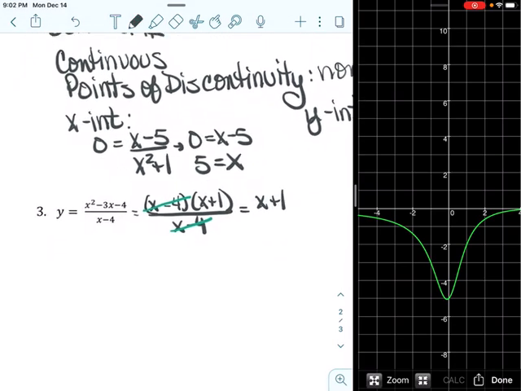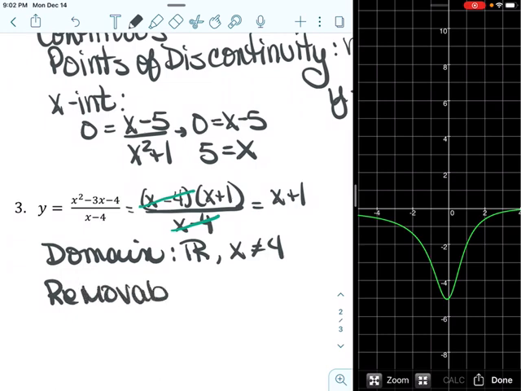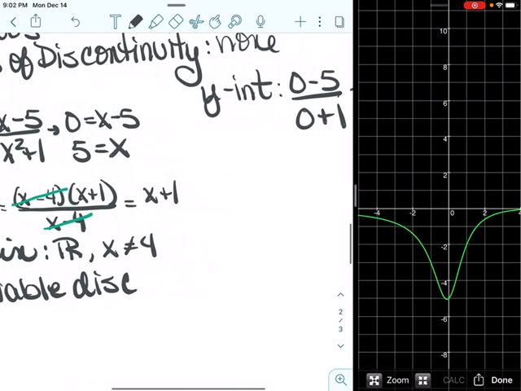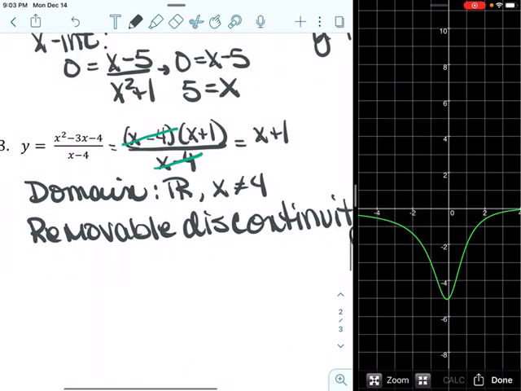Now, which means that this particular graph, we go by the original. Always go by the original for domain. It's going to be reals, but we still can't have x equaling 4, even though we reduced it down to x plus 1. This has removable discontinuity because I removed the 4, because I divided the x minus 4 out. So we have removable discontinuity, and our point of discontinuity is 4.